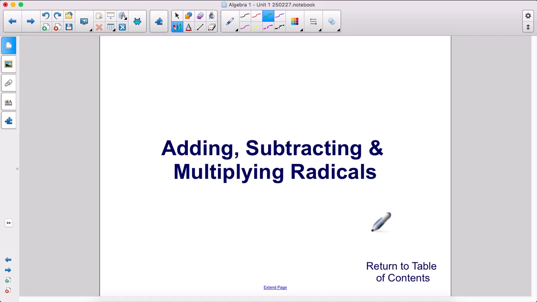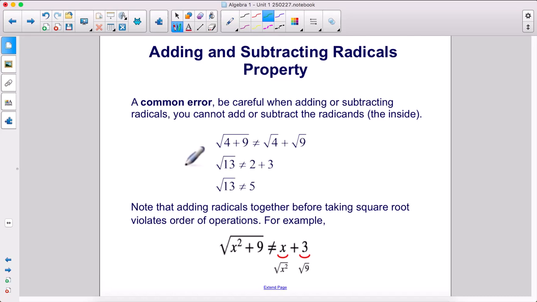Adding, subtracting, and multiplying radicals. A common error: be careful when adding or subtracting radicals. You cannot add or subtract the radicands, or the insides. So you can't separate this into two radicals.